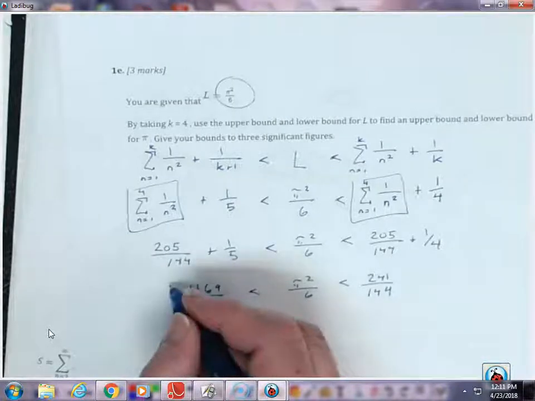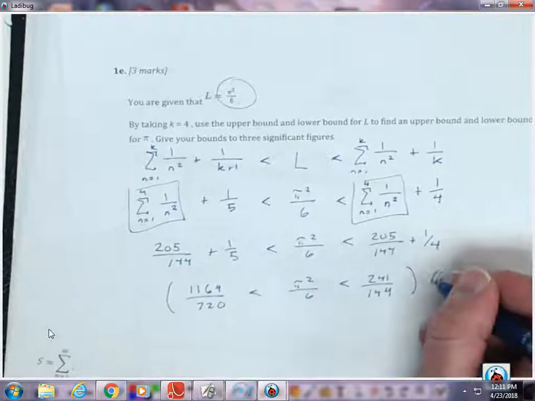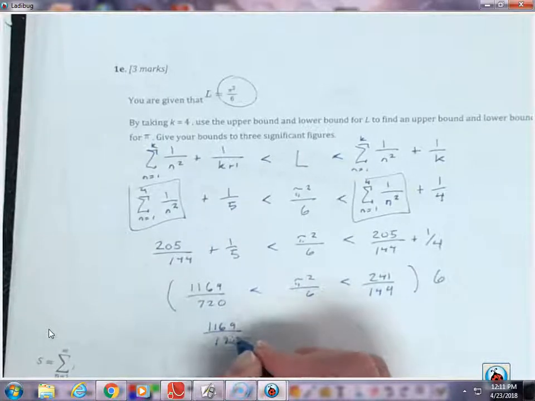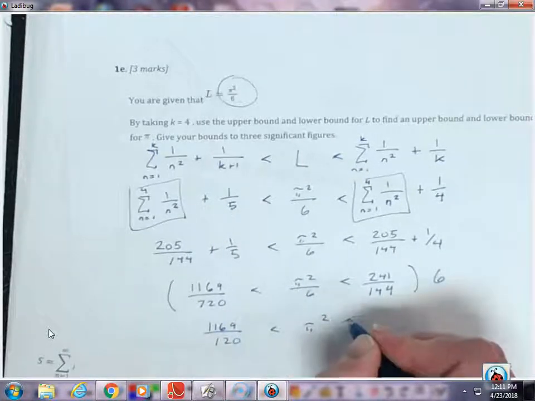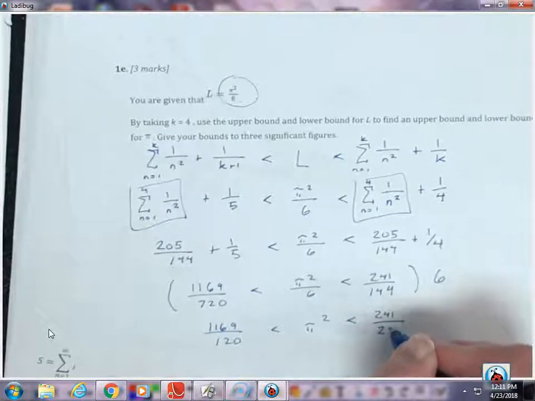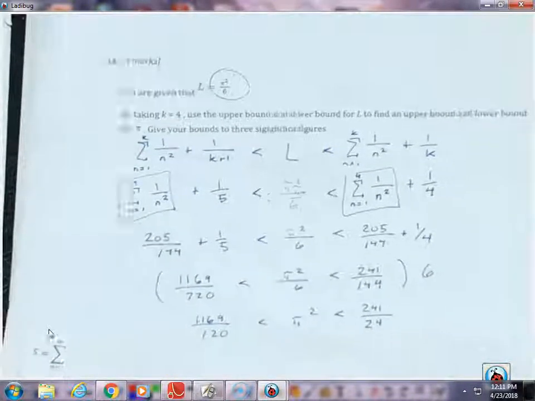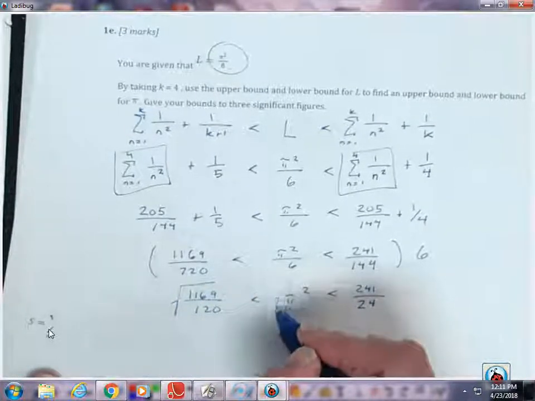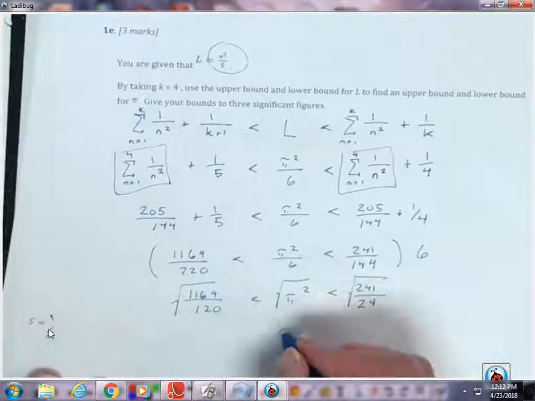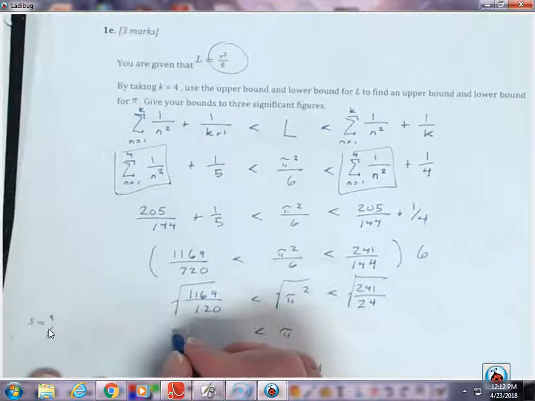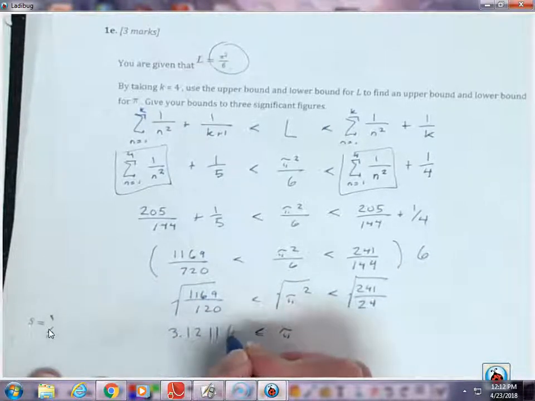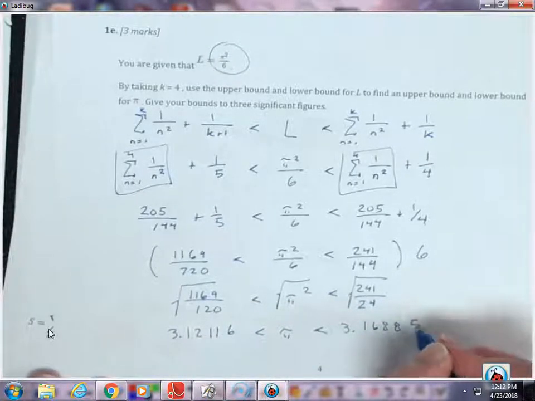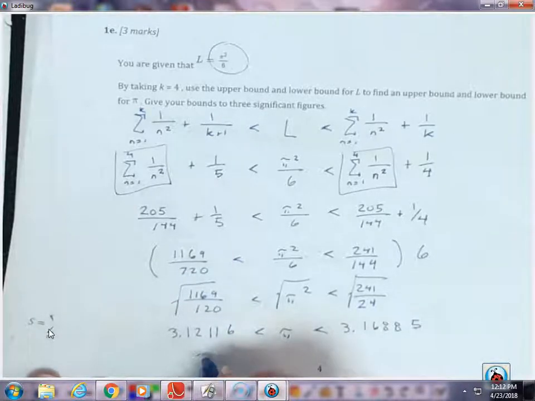So first, to get rid of the 6, just multiply everything through by 6. That'll give you this result. And then you're essentially just taking the square root all the way through, square root of this, square root of this, square root of this. So you're going to get pi, and again I'm putting all this in on the calculator, is squashed between these two values. And they said bounds to 3 significant digits.